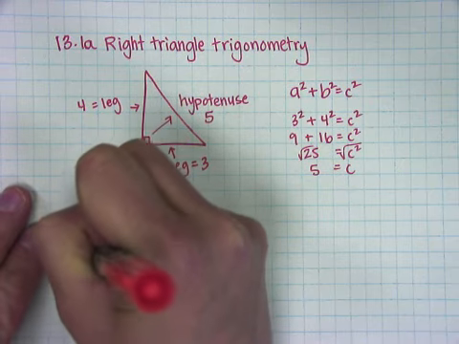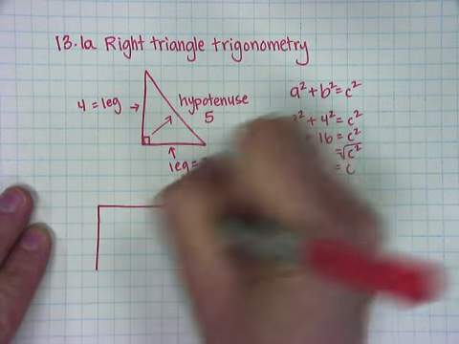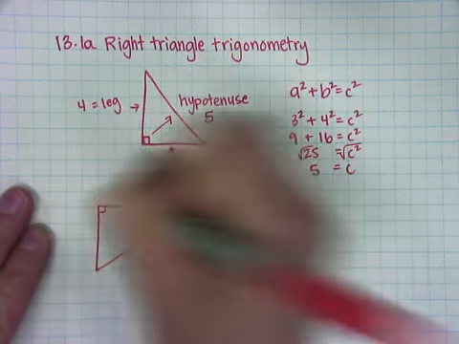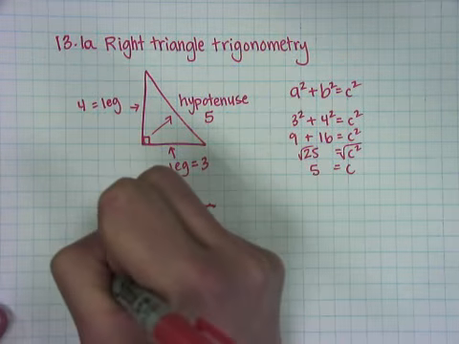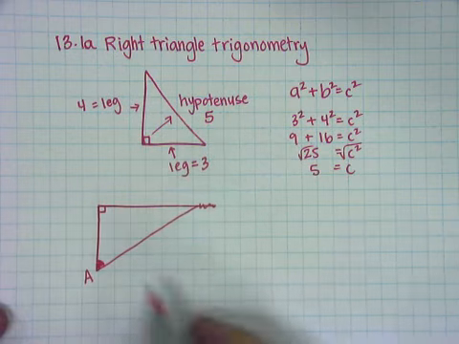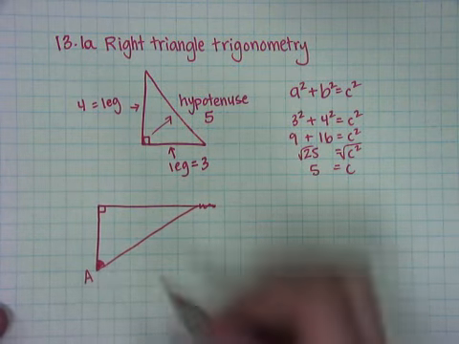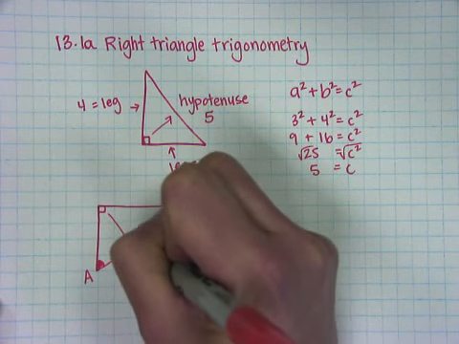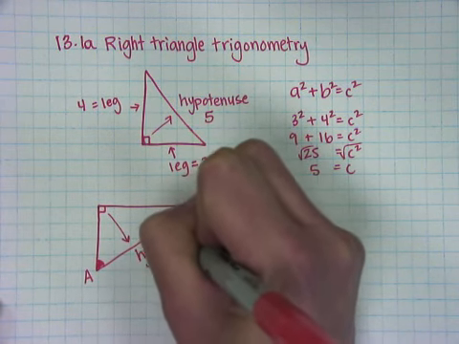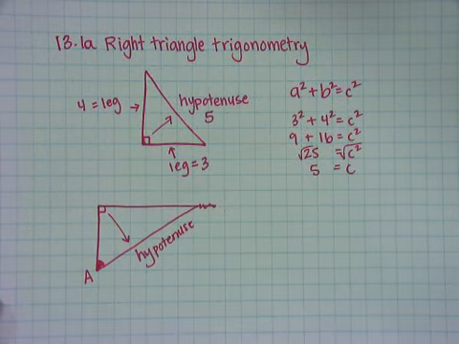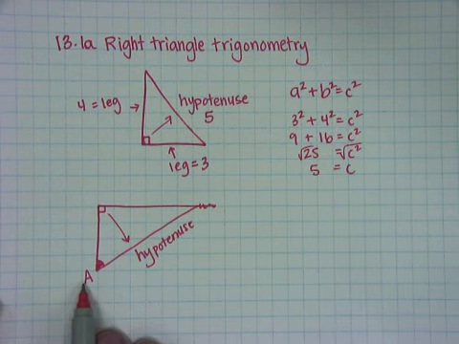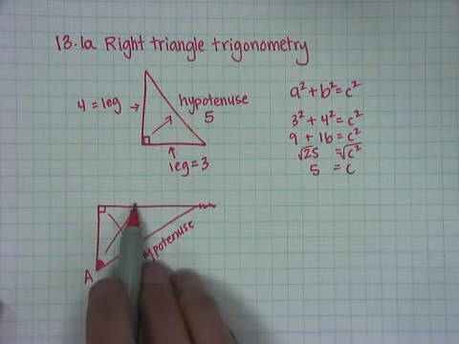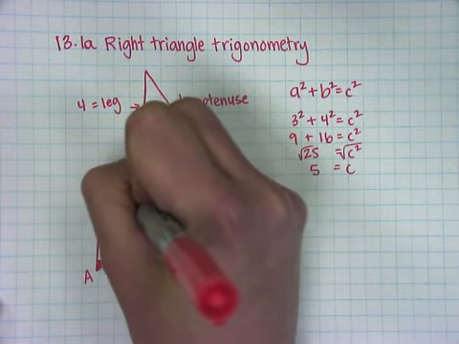We need to be able to identify the adjacent and the opposite sides, and that's based on an angle. So if I have a right triangle here and I pick one of these angles to be my angle A, that's the angle I'm going to focus on. The hypotenuse is always opposite the right angle, so that one's the easy one to pick out. It's also always the longest, so there would be my hypotenuse. And then with this angle as my reference, the opposite side is the side that the angle is looking at. So this would be my opposite.